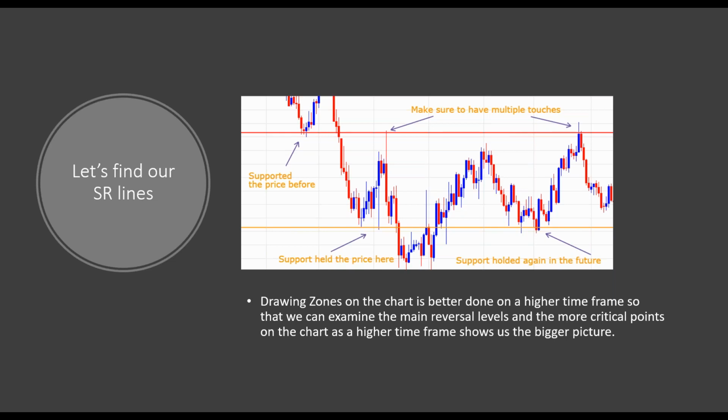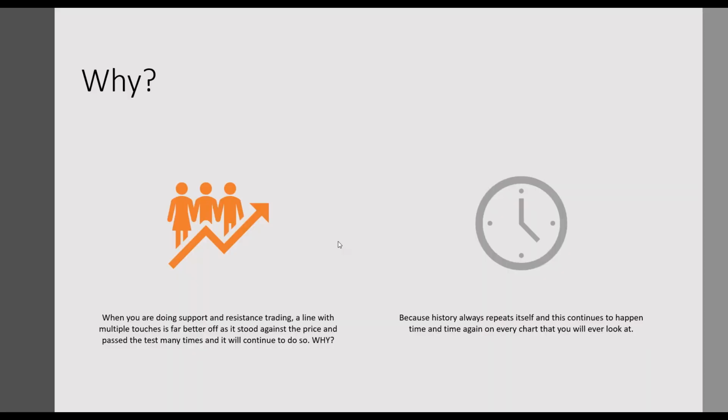So drawing the zones on charts is better done on a higher time frame, and then you move down to a smaller time frame. If you're a short-term trader, like most of us, you would draw your support and resistance levels on a 1 hour chart, even though you're going to be trading from a 30-minute chart or a 15-minute chart, because this will give you better isolation of these zones.